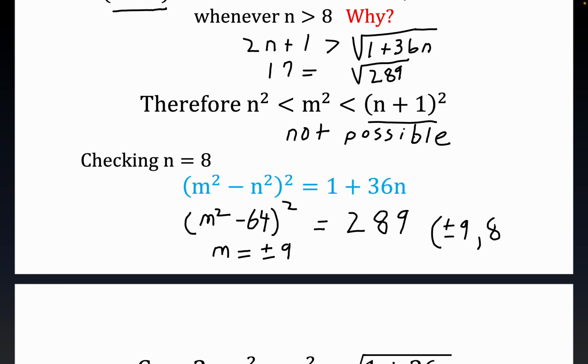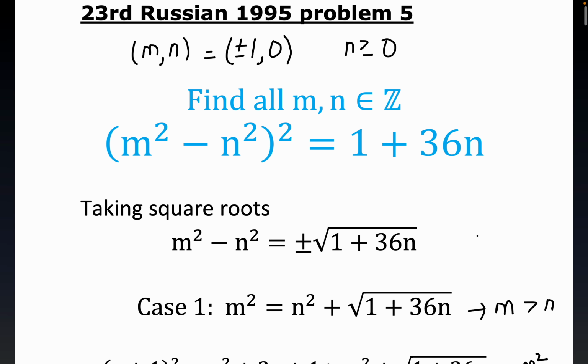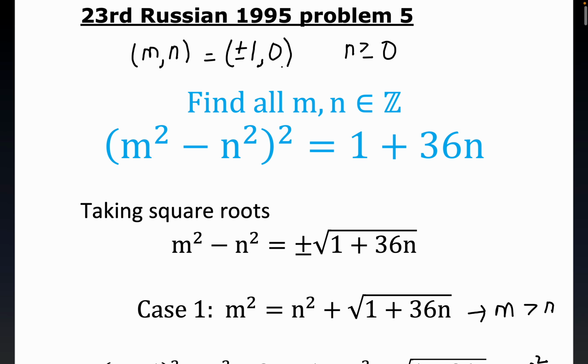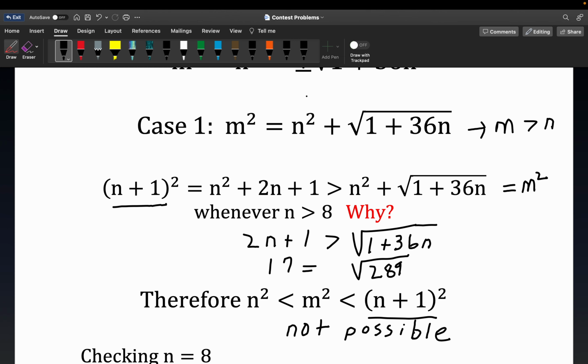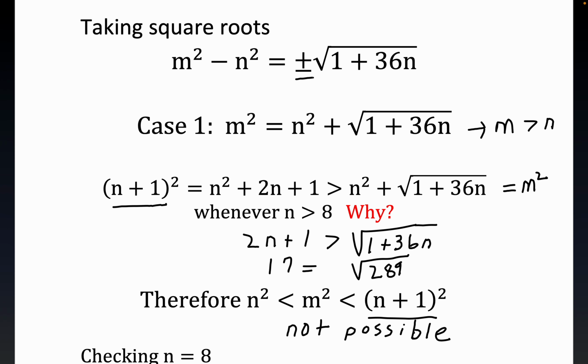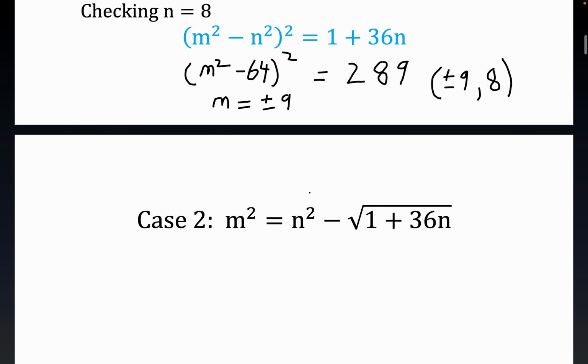All right, so now we have 4 solutions. This plus or minus 9 and 8, and then up here we have the trivial solutions that we found about 5 minutes ago, just by looking at it. Now we also have a case 2. Remember, we have a case 2 that involves the minus. Here we did the plus, but we have to consider the minus also.